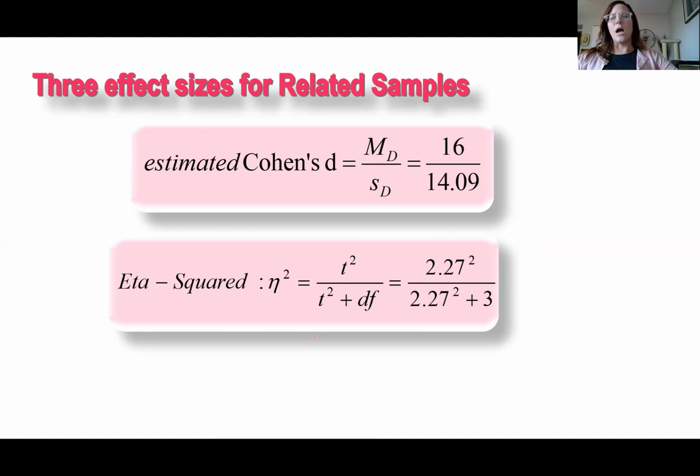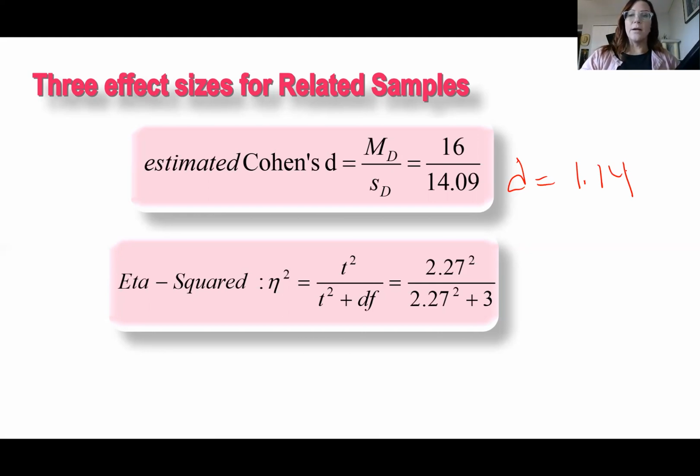So with Cohen's d, we're talking about how many standard deviations the treatment affected the dependent variable. So with the estimated Cohen's d, we're taking the mean difference, 16, and dividing by the standard deviation, 14.09. So in this case, our d equals 1.14. Well, that is a large Cohen's d. That means that basically the sample mean shifted by 1.14 standard deviations, okay? So it was a pretty large shift.